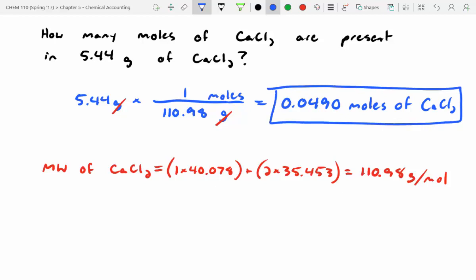Does that make sense? A lot of this is just basic math when converting. Wouldn't it only be like 0.09? So in this case, we need 3 sig figs. So our 5.44 has 3 sig figs, which means our final answer also needs to have 3 sig figs.